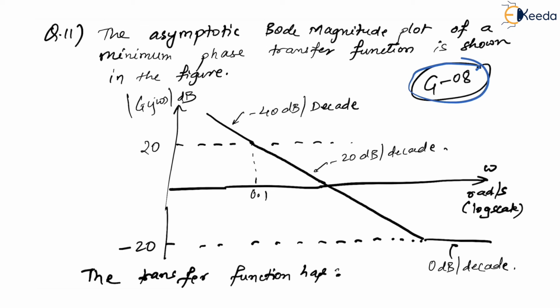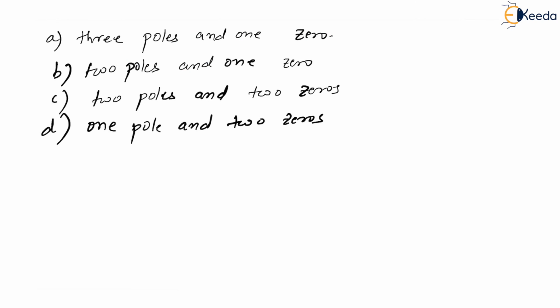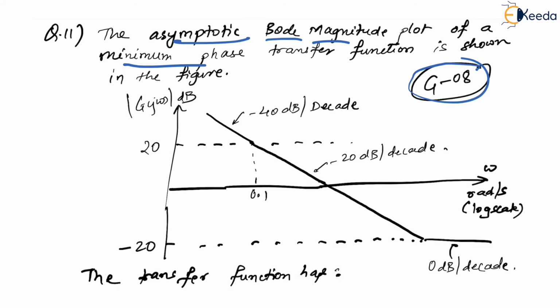Yes dear, it is a GATE 2008 question. Let us see. The asymptotic Bode magnitude plot of a minimum phase transfer function is shown below. The transfer function has dash. Options are 3 poles and 1 zero, 2 poles and 1 zero, 2 poles and 2 zeros, 1 pole and 2 zeros. First of all, please identify the corner frequencies. Here the slope has changed, right? So definitely 0.1 is a corner frequency.